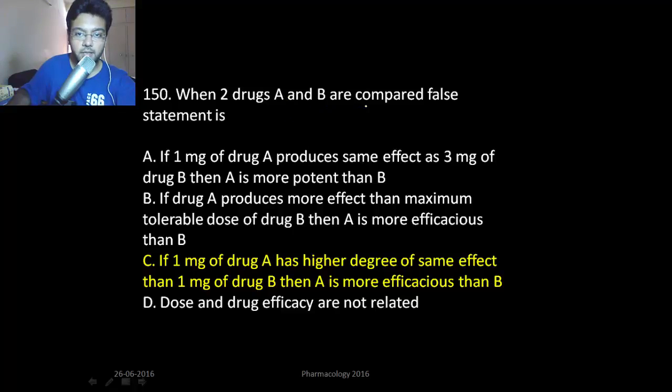When two drugs A and B are compared, the false statement is: 1 milligram of drug A has the same effect as 1 milligram of drug B. That means both are equally efficacious. None is more efficacious than the other.